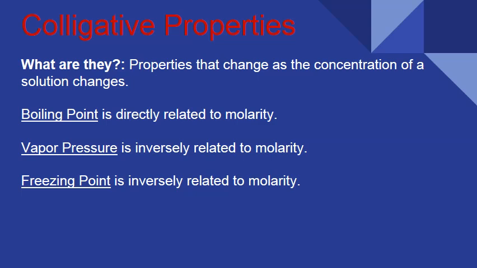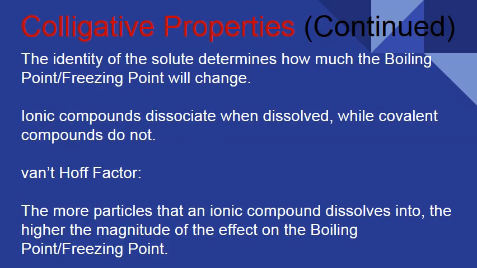This means that as you increase the concentration of a solution, you actually decrease the vapor pressure and the freezing point. You may ask, how much does the boiling point or the freezing point of the solution change as you increase or decrease the concentration? Well, that depends entirely on the identity of the solution. Why? This is because ionic compounds dissolve into their charged constituents while covalent compounds do not.